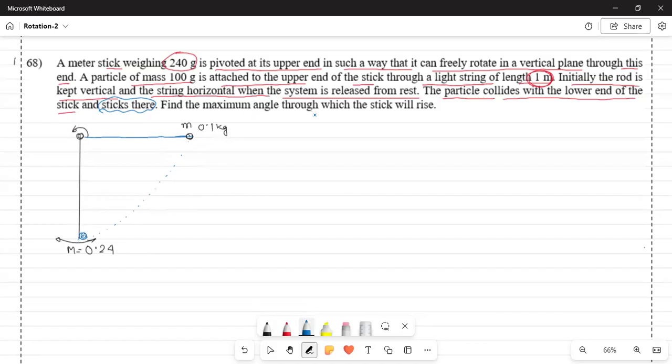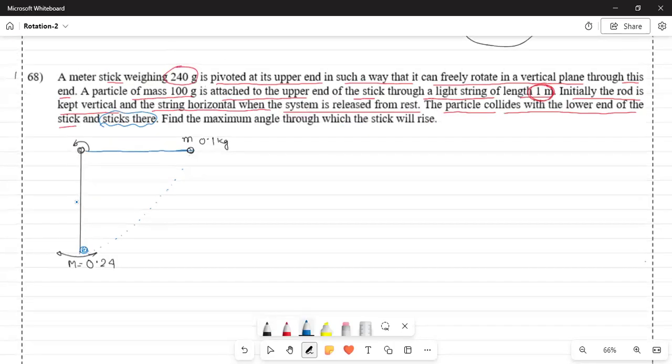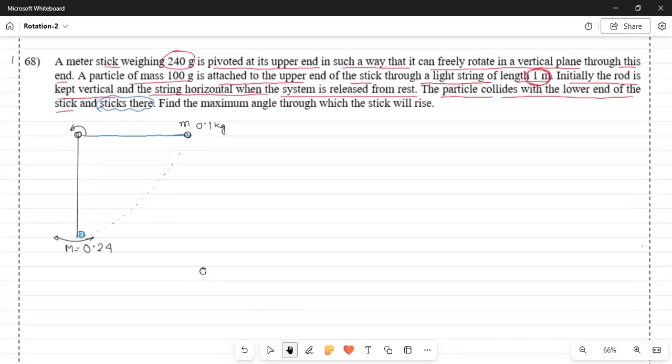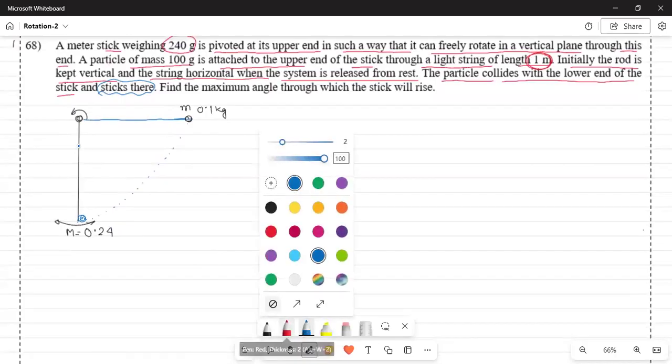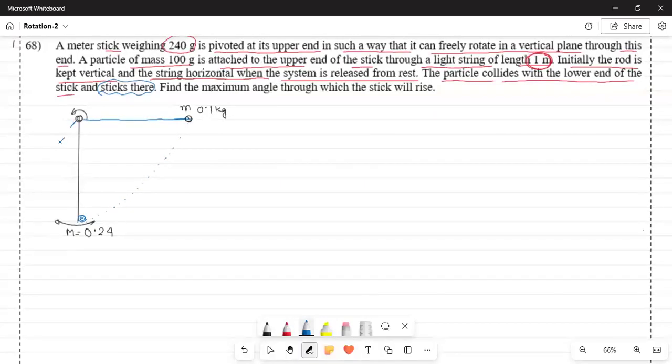Find the maximum angle through which the stick will rise. Of course, this meter stick will rise like this. With this collision, the meter stick will rise like this. They want us to find out this angle, theta. That's all. Now, how do we solve this problem?